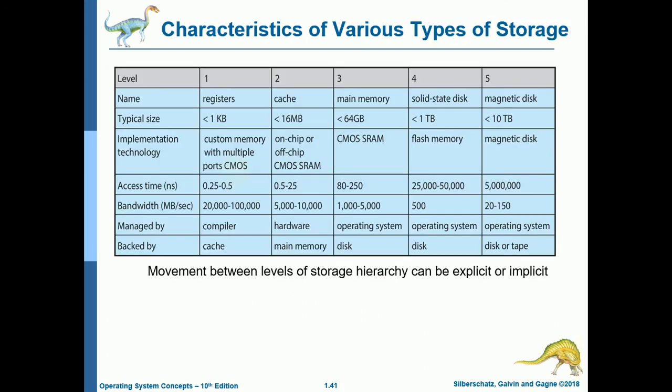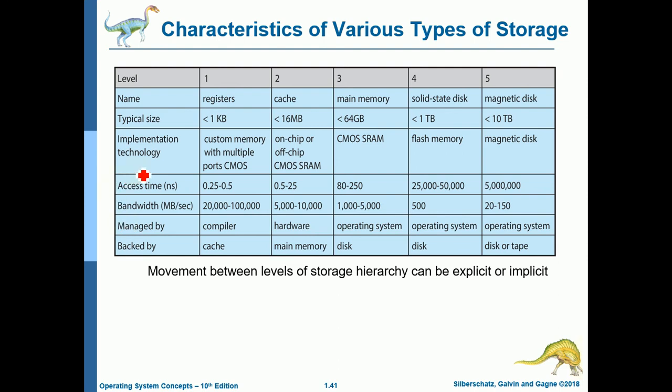So we have the characteristics of various types of storage, as I've said. Registers are the smallest, as we can see, less than 1 kilobyte. The largest, of course, is magnetic disk, less than 10 terabytes. So this is the hierarchy: registers, cache, main memory, solid state disk, and magnetic disk.